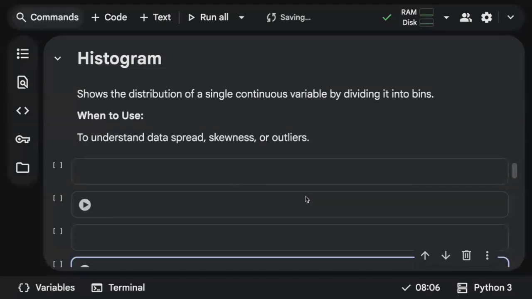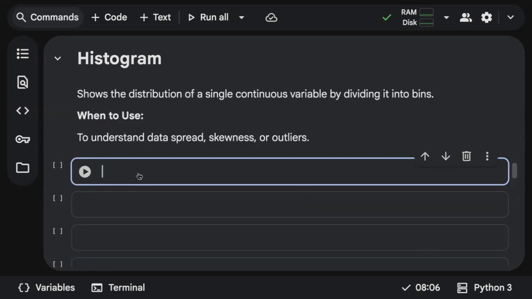Hey everyone, now it's time to explore what exactly a histogram is. A histogram is basically used to find the distribution of a single numerical variable, dividing it into bins. So when to use it: whenever you want to understand whether data is spread out, whether data is skewed, whether there are outliers. To understand all these things, we usually use a histogram.